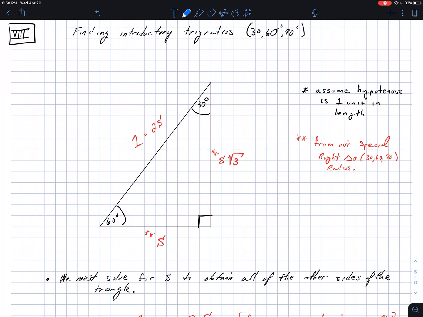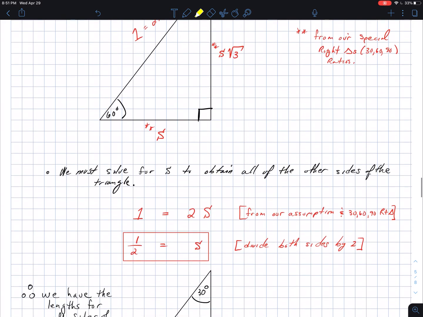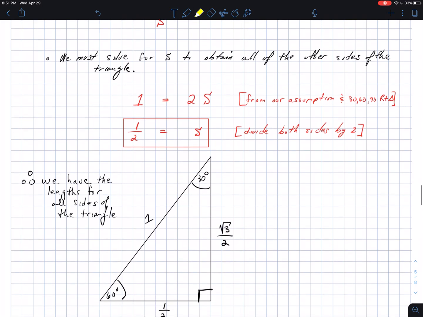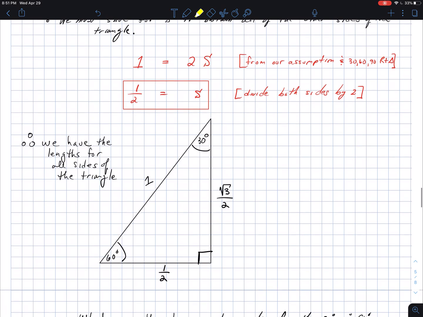So, now what we have to do is we must solve, right? We have to solve for S, because if we solve for S, then we know all the sides of the triangle. And that's going to be very helpful. So, we set 1 equal to 2S from our assumptions, and then we simply divide it by 2. So S is equal to a half. Well, that's a really nice number. We have the lengths for all the sides of the triangle.